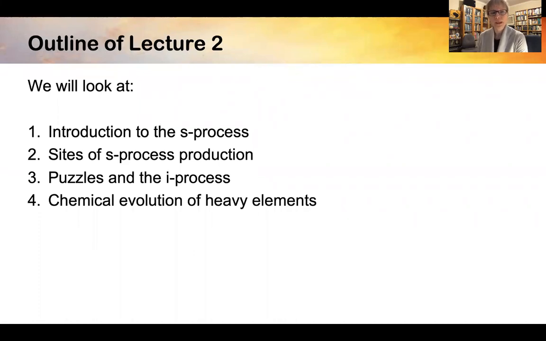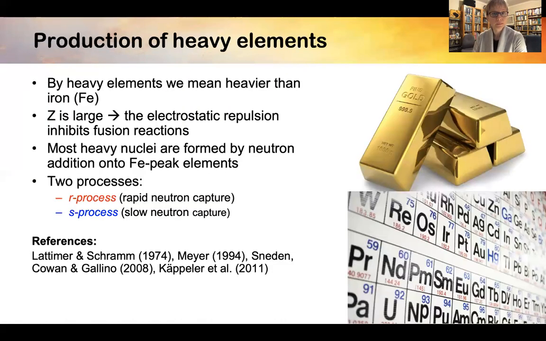I will also, I guess the last couple of sections, so the next section will be discussing a couple of puzzles and the intermediate neutron capture process, which may also occur in the same site as the S process, but under different neutron density conditions. And the final section will be on the chemical evolution of heavy elements. So this is how heavy elements change with time in the galaxy, essentially. All right, but let's start with a broad introduction.